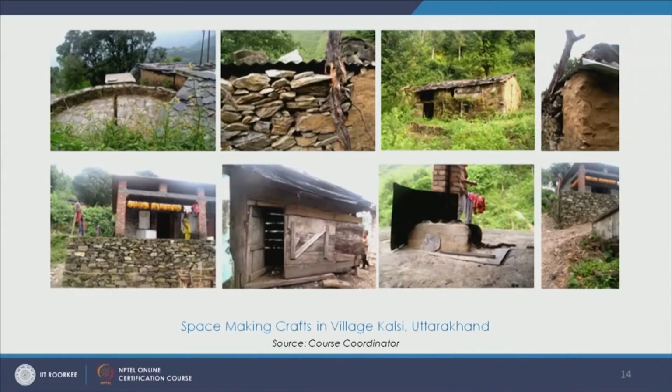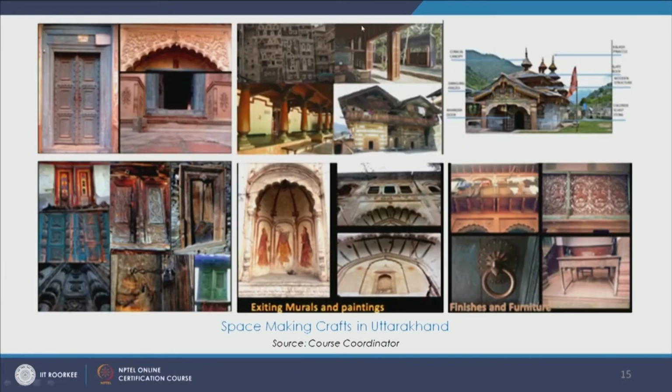This slide talks about some space making crafts and space making elements of a village, Kalsi, Uttarakhand. This is inhabited by a tribal community and they do all the construction or the making very indigenously using the local material, which is primarily stone. These are few other examples from Uttarakhand. Also see there are some examples of hardware. There are some examples of paintings, of frescoes, like we were talking about the surface finishes.